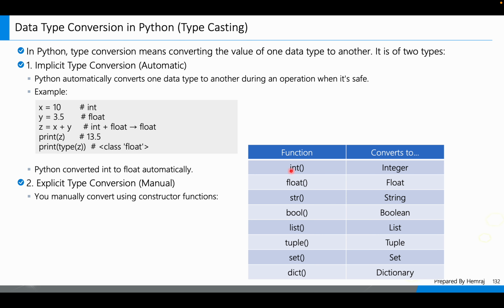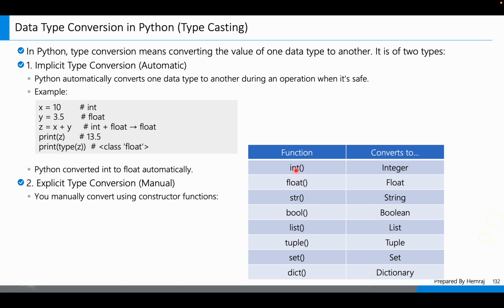These functions are used to convert the data: int for integers, float for float conversion, str for string conversions, bool for booleans, list to list, tuple for tuple conversions, and set conversion. This means we can convert internally, automatically, done by Python when required, but if you require it manually, then we can use these functions. Python has these defined functions to convert the data type.